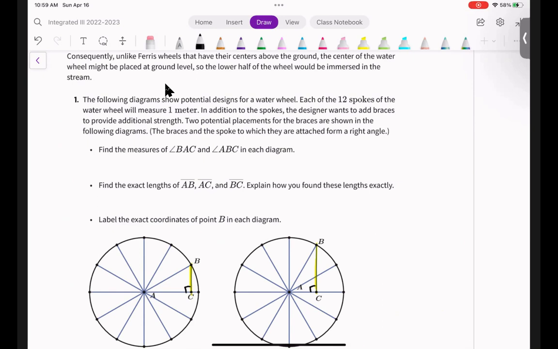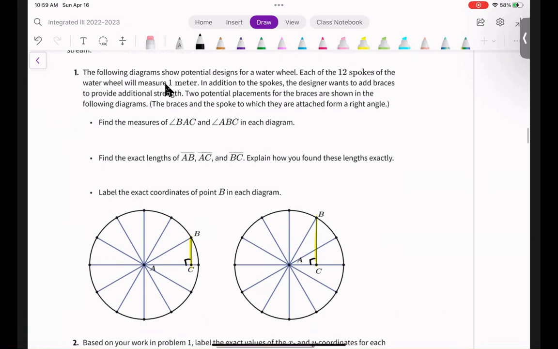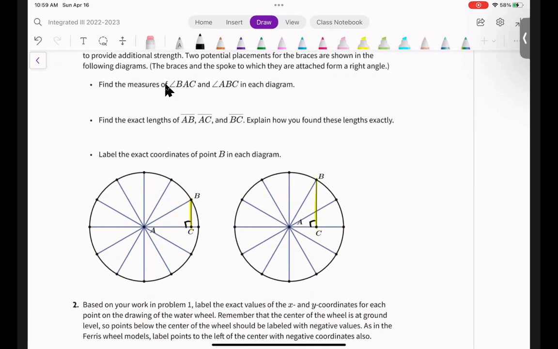Okay. So it says, find the measures of angle BAC and ABC in each diagram. Okay, so I'm going to give you a couple seconds to figure that out. This is something that we've been doing, this part here, not new.